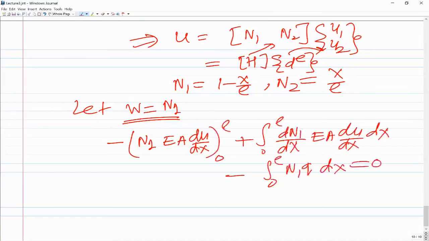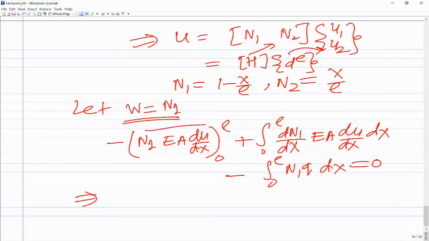This is equal to 0. So this is what you have. Now if you look at x equal to L, this N1 will be 0. Now when you evaluate this boundary term, at x equal to 0 and x equal to L, when you put in x equal to L, N1 is 0.